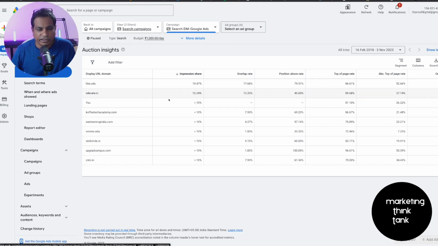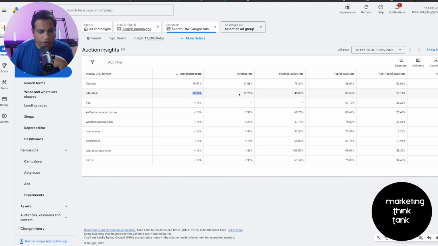So if this is me, which is ielevate.in, I have received a 15% share. If I'm eligible for 100 impressions for that particular search auction, I only got 15% of them. Why? What decided that? My account structure, my budget, my quality score, my bids, whatever, right? So all the other factors coming into play in the auction. If I am supposed to get 100 impressions but I only received 15, that is my impression share. Basically, my share of the impressions I received for that auction.